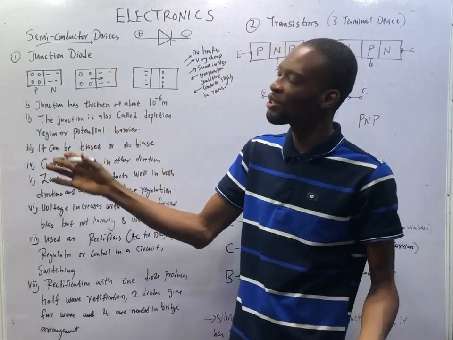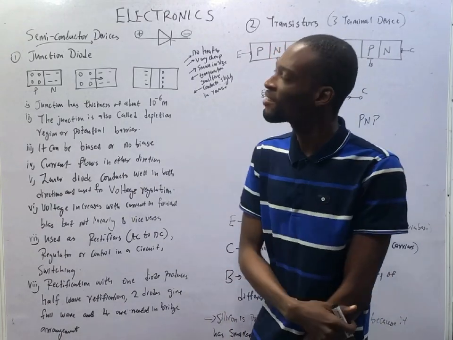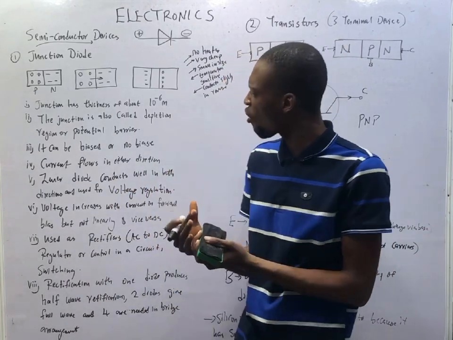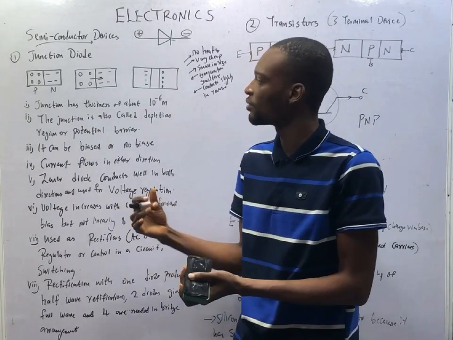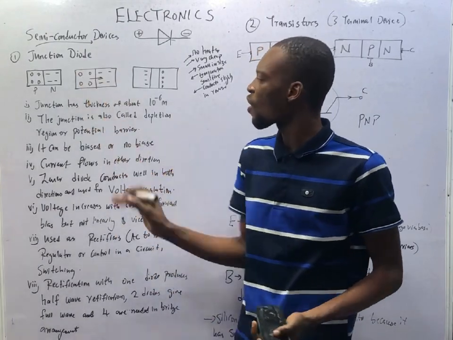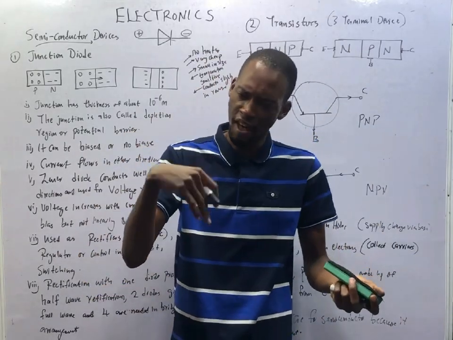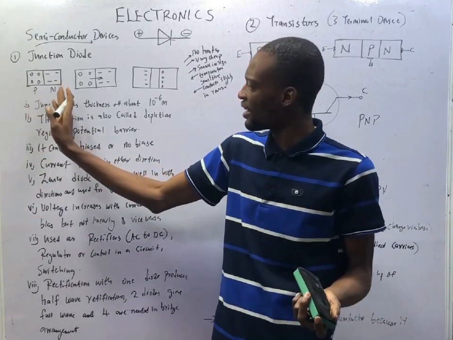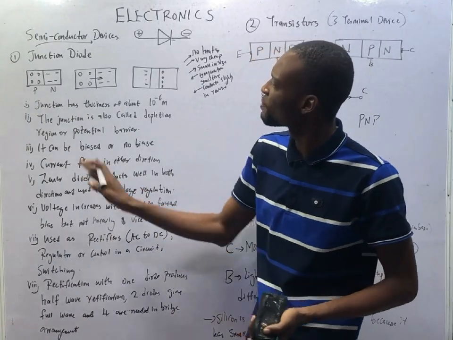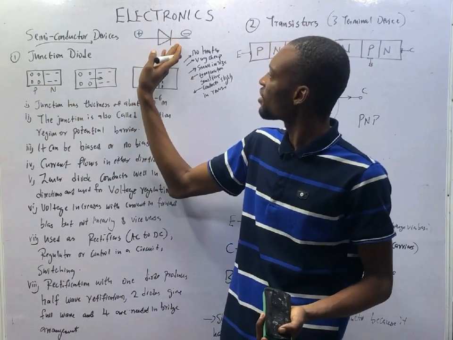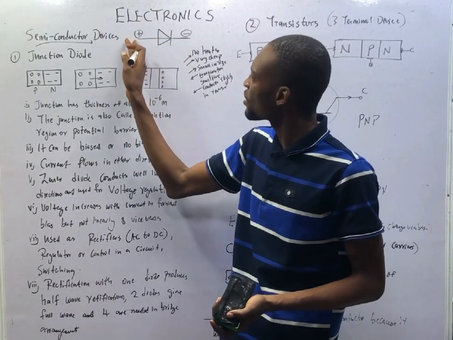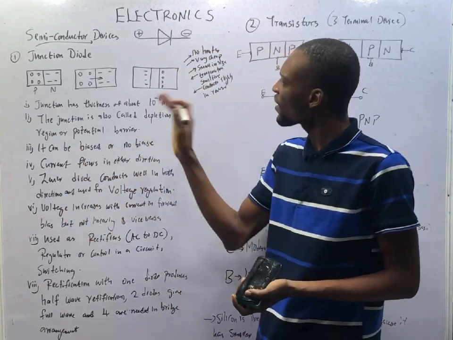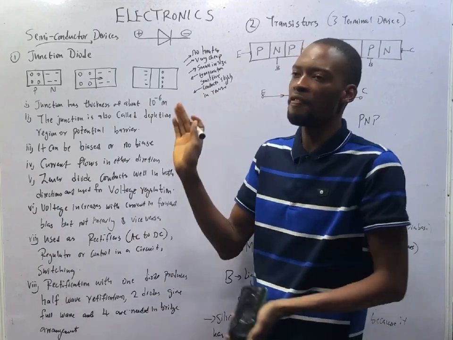The first one here is the junction diode, and the next one is transistors. Diodes are generally devices that allow current to flow in one direction. But in a junction diode, current can flow in either direction. They are made up of two terminals, the positive P terminal and the negative N terminal. This is a typical junction diode, and this is how diodes look. Positive side and the negative side. The junction diodes allow current to flow in both forward and reverse direction.